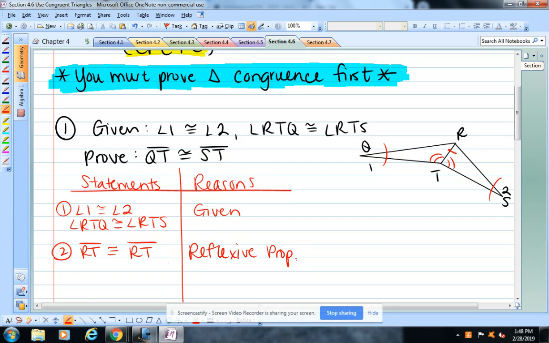Angle, side, right? Is that a way I can prove congruence? It's also side angle angle, which is the same thing as angle angle side, right? We just got to go in order. So yes, I can say those triangles are congruent.